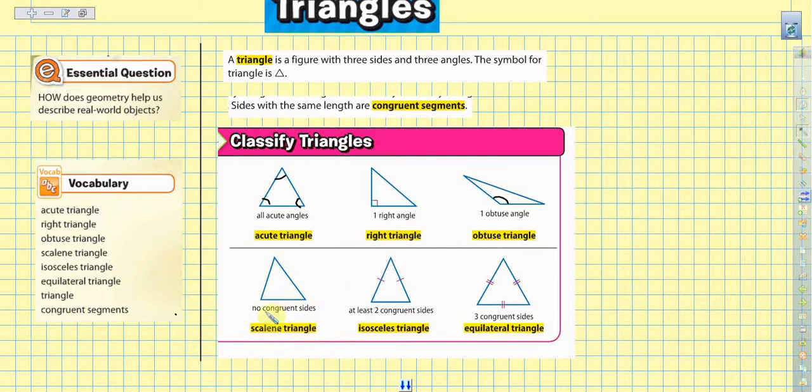Scalene triangle, no congruent sides. That means none of these sides are the same. They're all different. Isosceles triangle, two sides are the same. This one here and this one here. These two sides are the same length. Equilateral triangle. They have three congruent sides. Not only do they have three sides that are equal, they also have three angles that are equal too. All three angles in an equilateral triangle are also equal. Okay, there's most of your vocabulary.